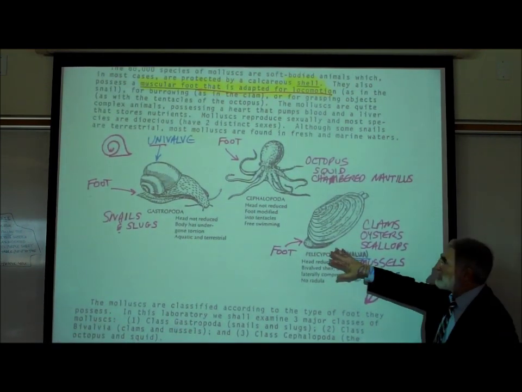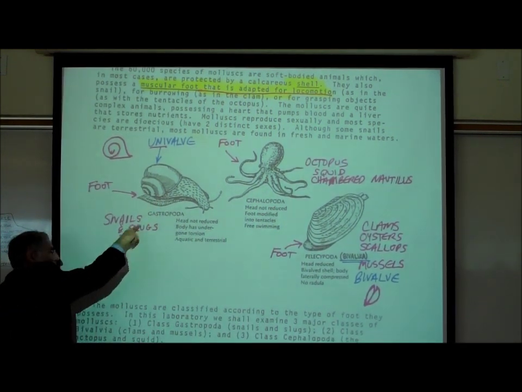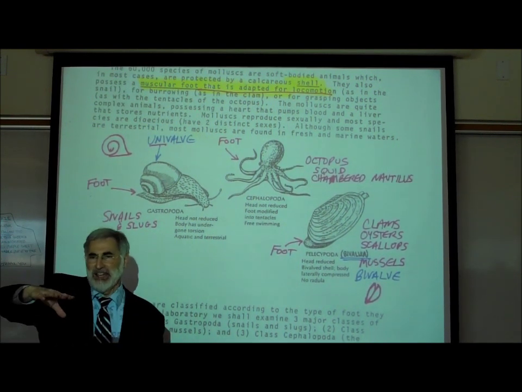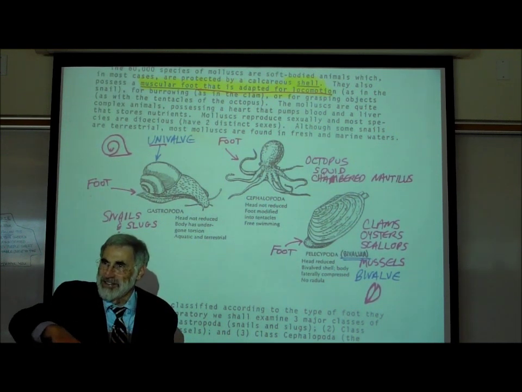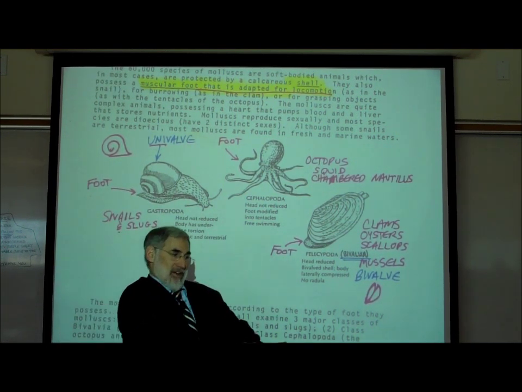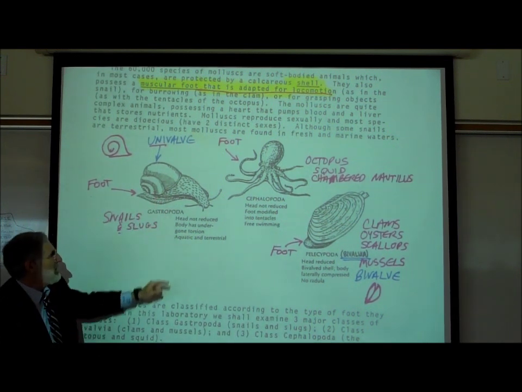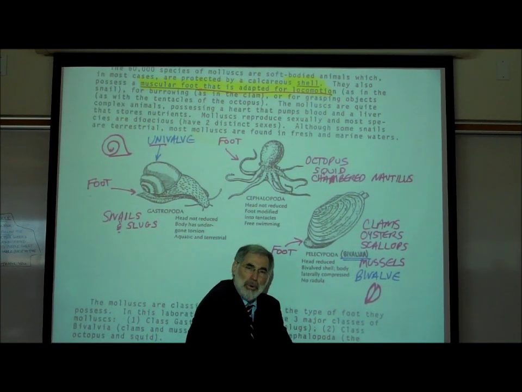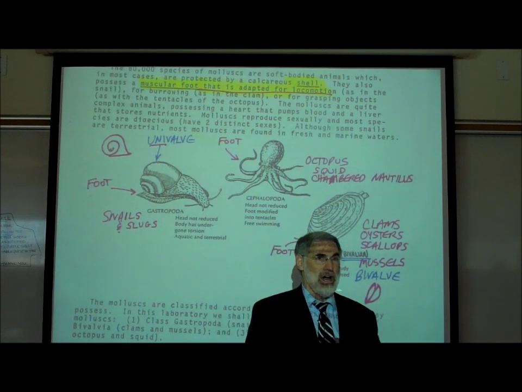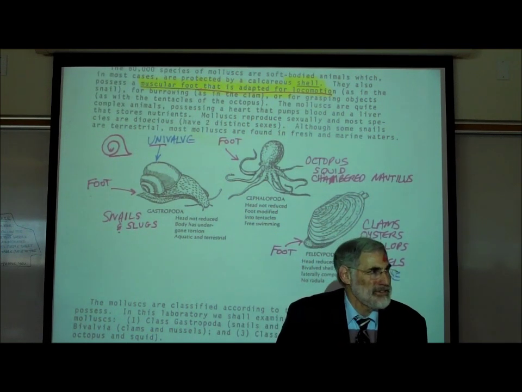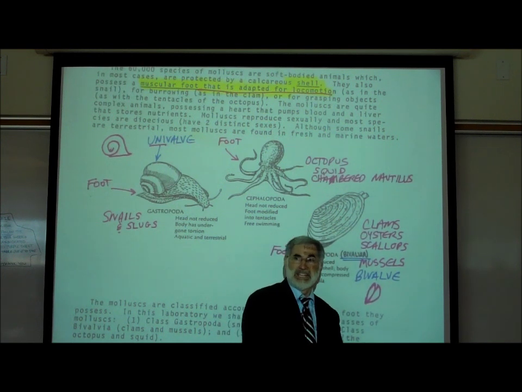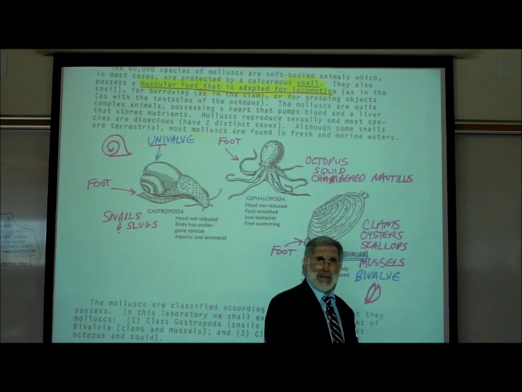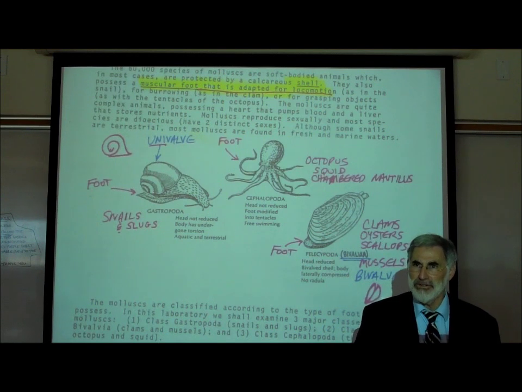Now, this part right here is called the foot, and the muscular foot is what it uses for movement. So we've all seen the kind of mucus track that a snail leaves as it crawls along with its muscular foot. Similarly, a clam or an oyster can stick out this muscular foot and burrow into the sand. Has anybody ever gone clamming, like at Pismo Beach? Where you get a shovel and you dig into wet sand on some of the beaches in Central California, digging for clams that have dug into the sand? Have you ever heard of that?